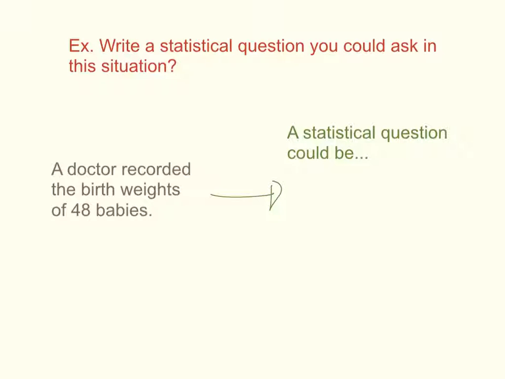But I could say, let's see, let me get out my typing thing here. I could say, what is the weight of the heaviest baby? That would be just fine. Now there's a couple of different ones I could do. I could do, what is the weight of the lightest baby? These are statistical questions because yes, there's only one answer, but it's asking us the greatest or the least value. So this could be an example of a statistical question you could ask. There's other statistical questions. This is just one example.